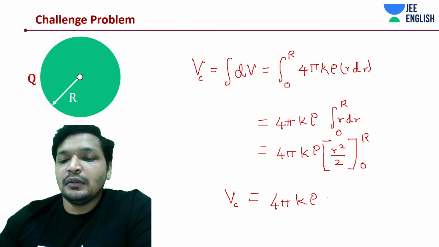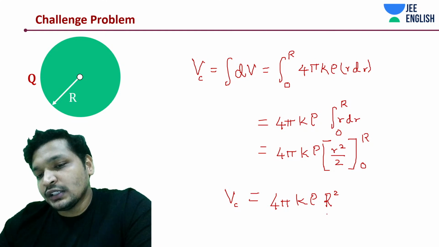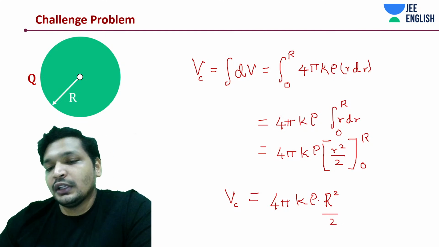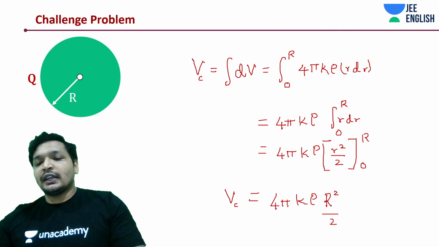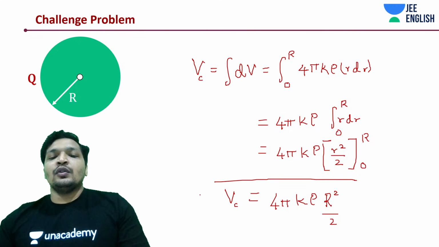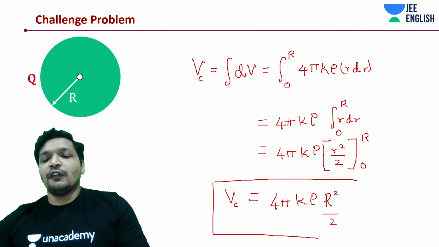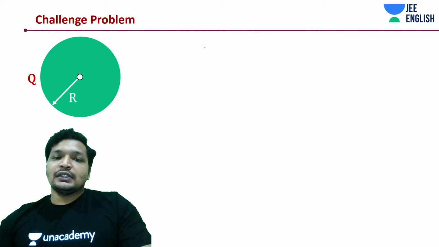R square minus 0. Just keep it as r square by 2. It will be minus 0. Now substitute the value of rho to get it in terms of q. This should be your expression. Now just substitute rho in terms of q, you'll get the answer. Okay, let's do that as well.